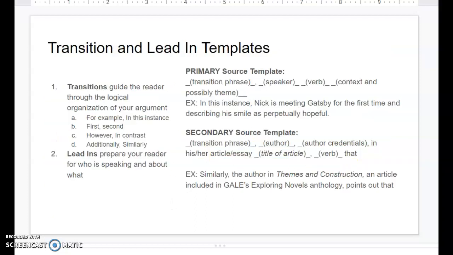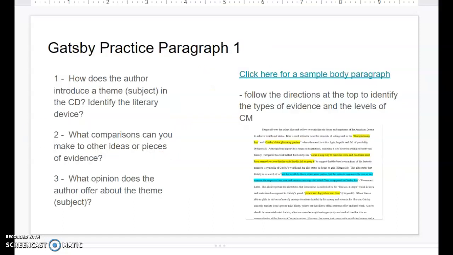The next slide are templates for transitions and lead-ins. Note that the template for secondary sources is a little bit different because you don't need to offer context for what the characters are talking about. The next slide has a sample paragraph on it. This sample paragraph is an A paragraph. It's slide 51 if you're following along on the reading guide, and I strongly recommend that you read it.